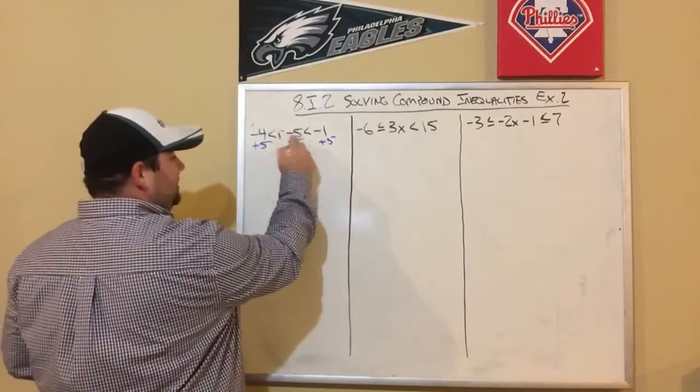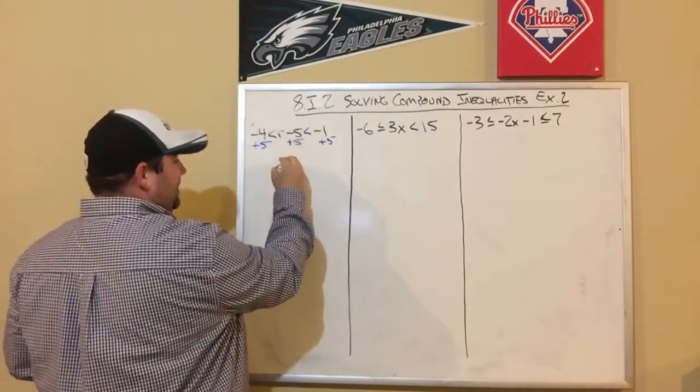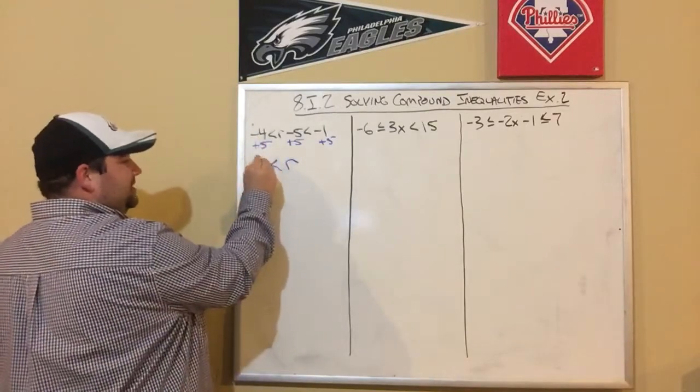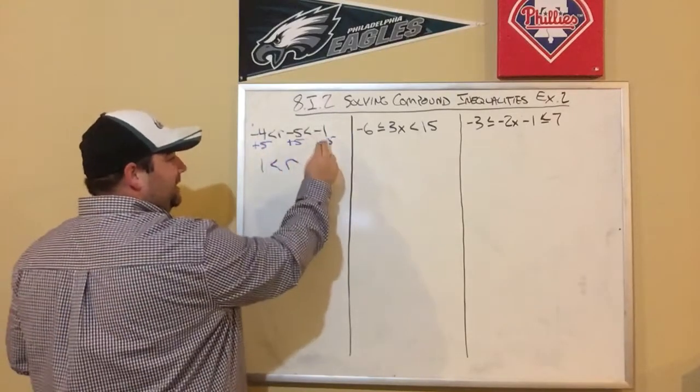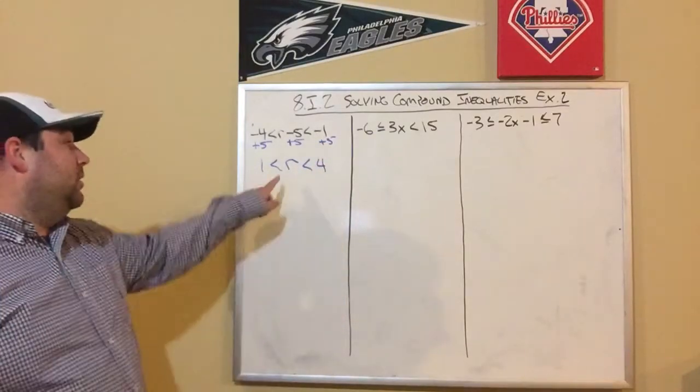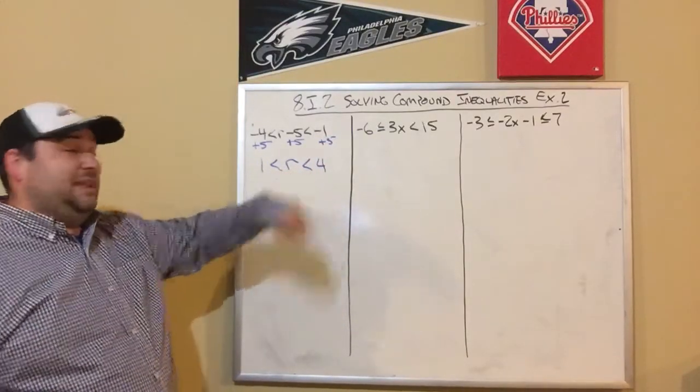So what happens is here, my r minus 5 plus 5 cancels out. I just have r. Over here, -4 plus 5 is 1. Over here, -1 plus 5 is 4. And I end up with my answer. R has to be greater than 1 and less than 4.